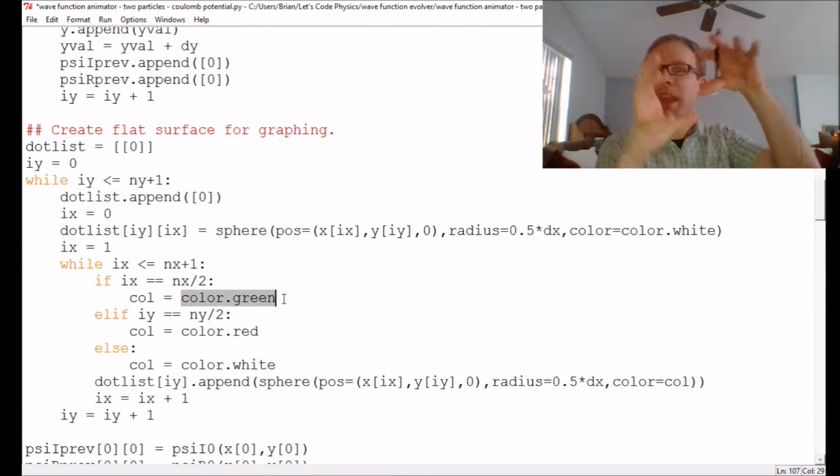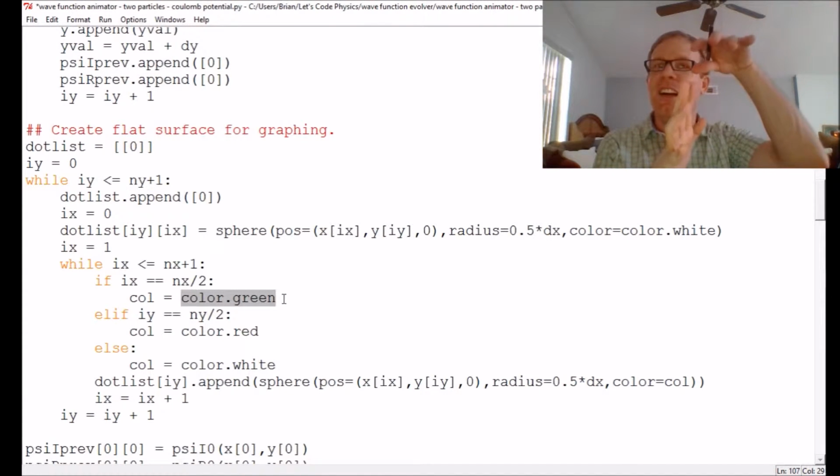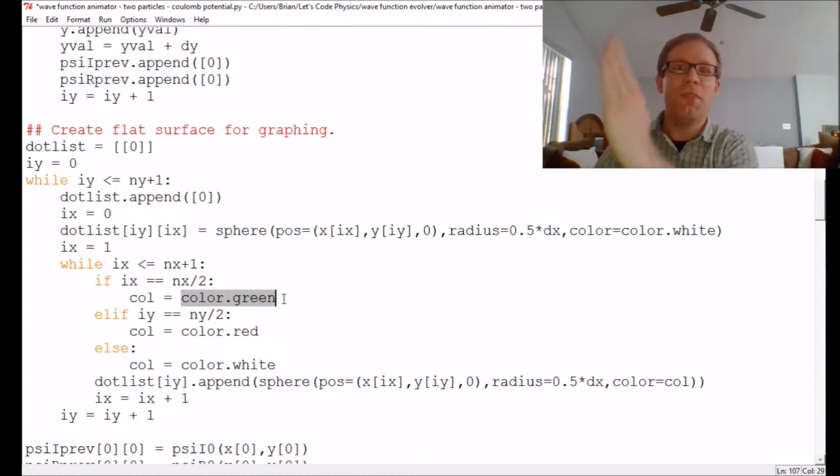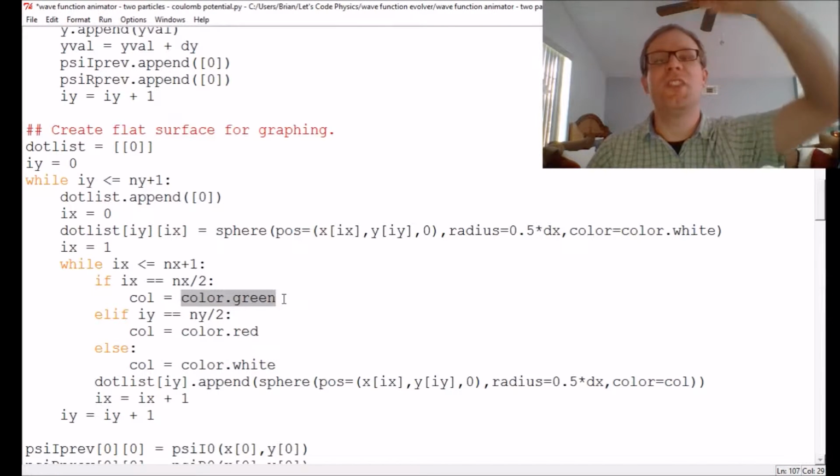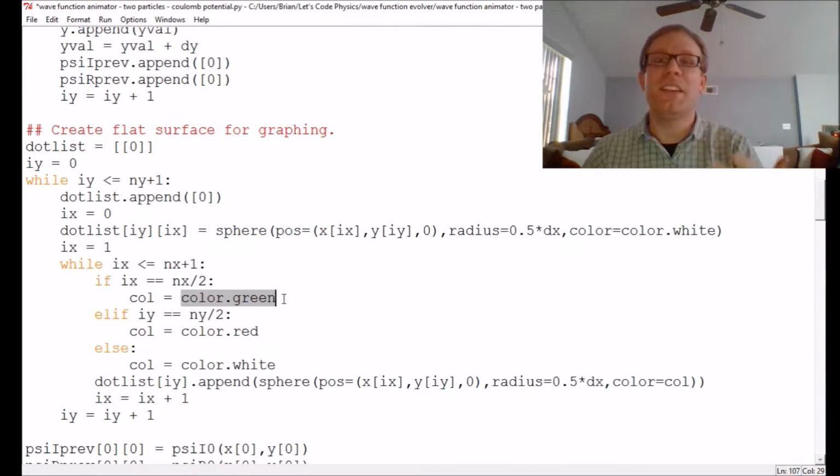So when you see the peak in the animation, the peak's location along the red indicates the location of particle 1, and the peak's location along the green indicates the expectation value of the location of particle 2.